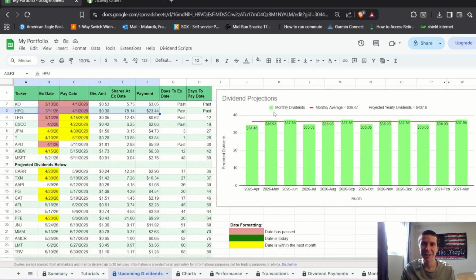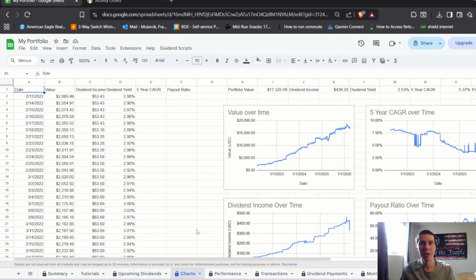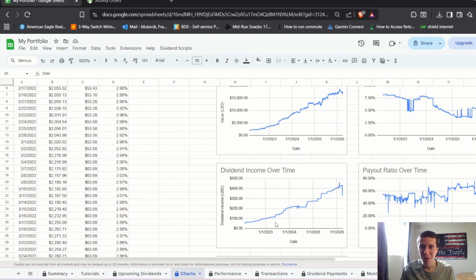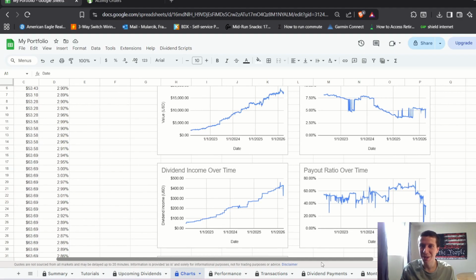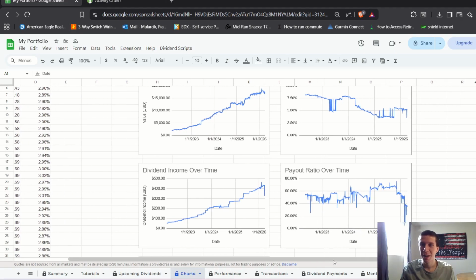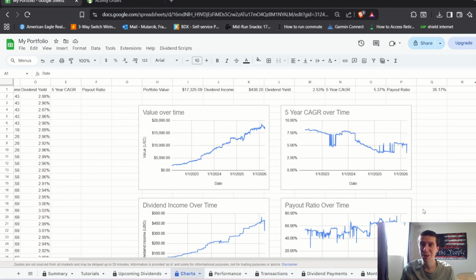Upcoming dividends, like I said, $34 projected for the month of April. This one is projecting $437 over the next 12 months. And if we look at charts here, value over time looking good. Been stagnating, but the market has been stagnating and I haven't been contributing to the portfolio, but that's fine. Dividend income must have had something weird going on with the data here to cause this drop, but that's fine. Sometimes the data just gets messed up for a short period of time.